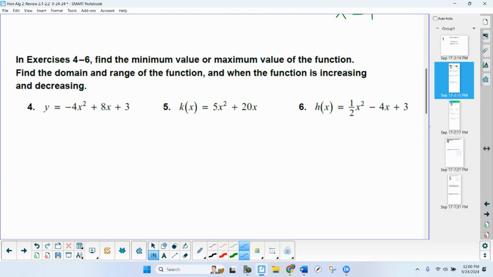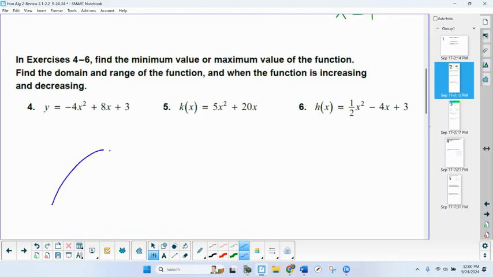Domain is always what? All real numbers. Now, if it opens down, your range is everything less than or equal to that y value. If it opens up, your range is everything greater than or equal to that y value.